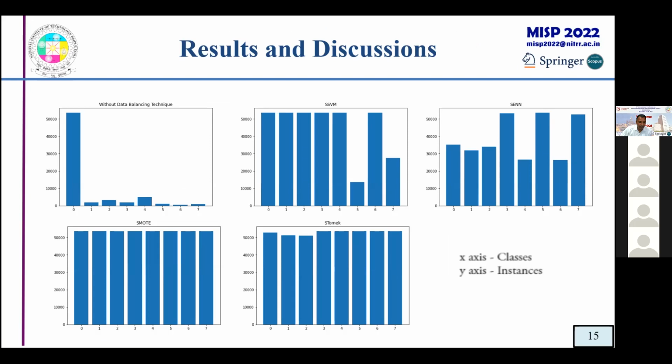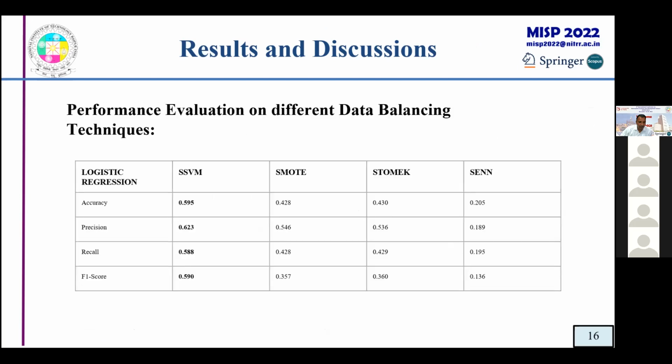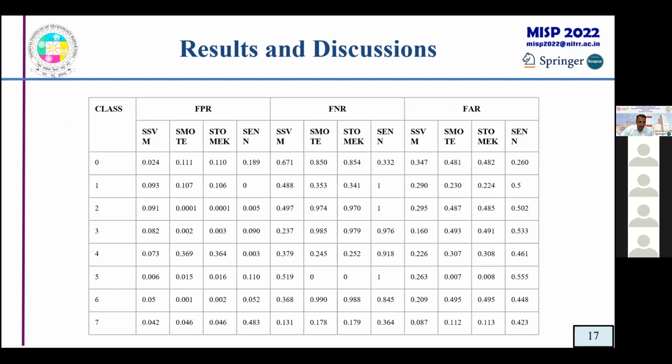Here we are comparing the SMOTE variants. And it is observed that logistic regression with SMOTE SVM has an accuracy of 59% and it outperforms the other resampling methods with the highest accuracy, precision, recall. And from this table, SMOTE and SMOTE-Tomek result in a higher value of FNR. SMOTE-ENN results in higher values of FNR and FAR. So we are concluding that SSVM is the best approach.